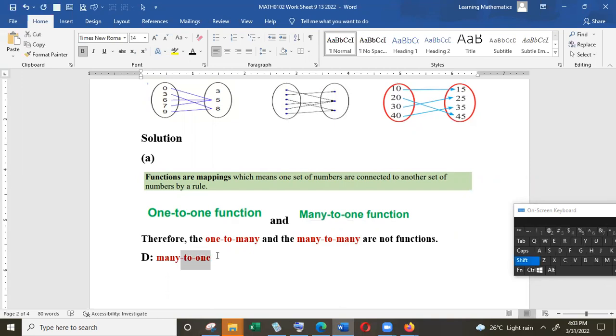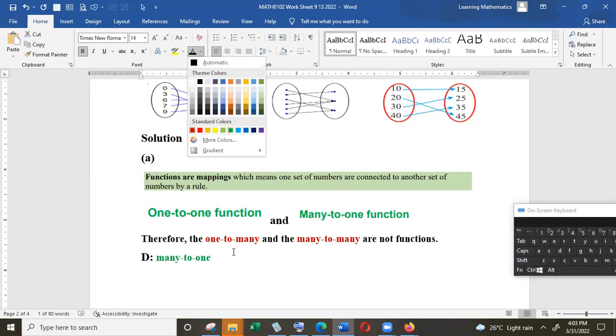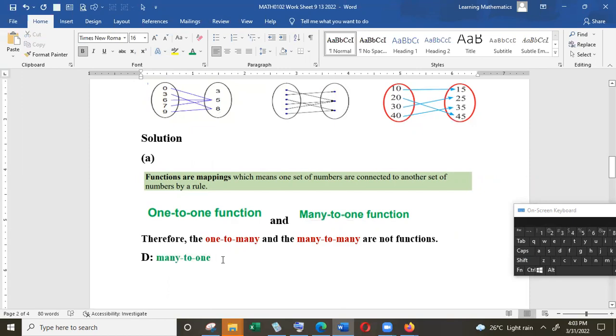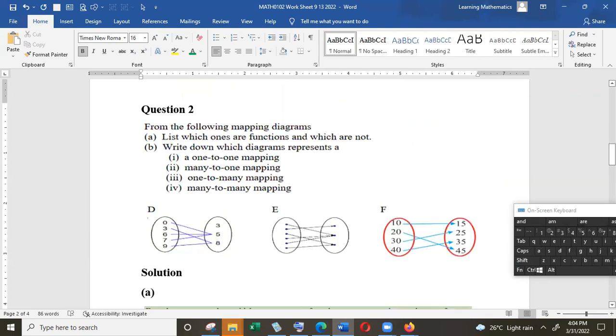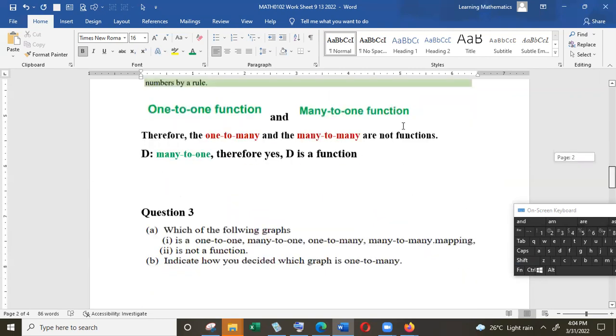These are many to one. And are many to ones functions? Yes. D is a function. Right, many to one is a function. Remember we said that many to one is a function, okay? So the question says, list which ones are functions, which are not. So D is a function because D is a many to one.